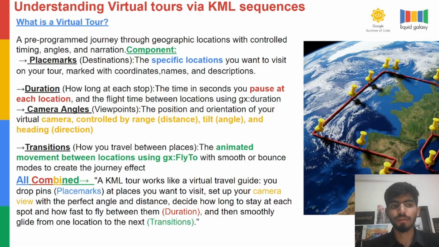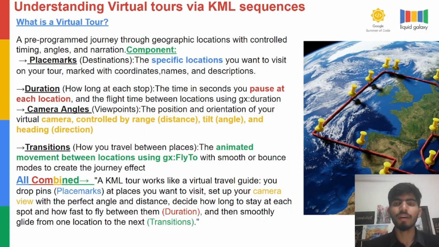And the very important component in the storytelling is camera angle. Camera angle is basically the viewpoint of the user that decides the experience of the user. It will be covered in detail in further slides. The next thing is transitions. Transitions are basically an animation kind of thing when you are moving from one place to another.